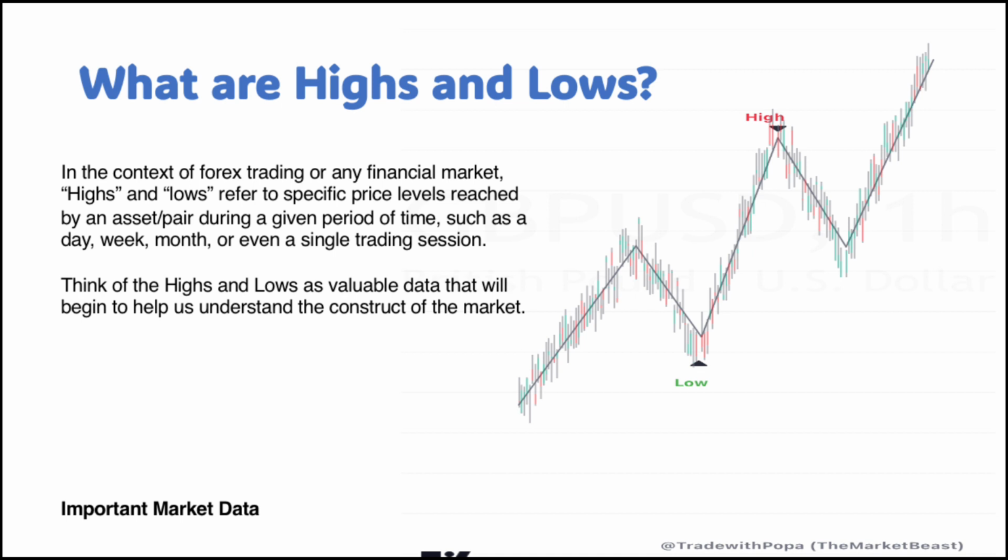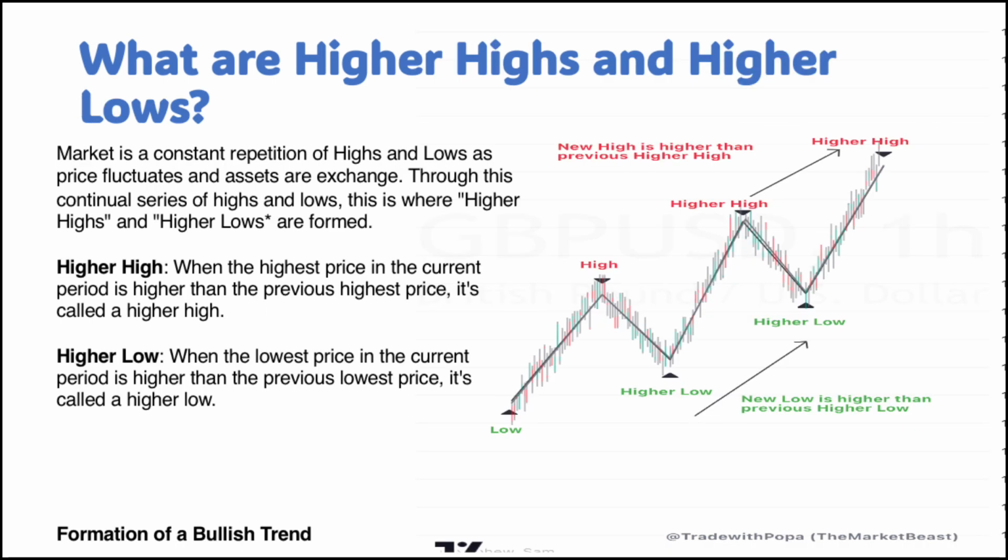Think of highs and lows as the value data that will begin to help us understand the construct of the market. It's very important data in understanding order flow. Now we're going to talk about higher highs and higher lows. In the market, there is a constant repetition of highs and lows as price fluctuates and assets are exchanged. Through this continual series of highs and lows, higher highs and higher lows are formed.